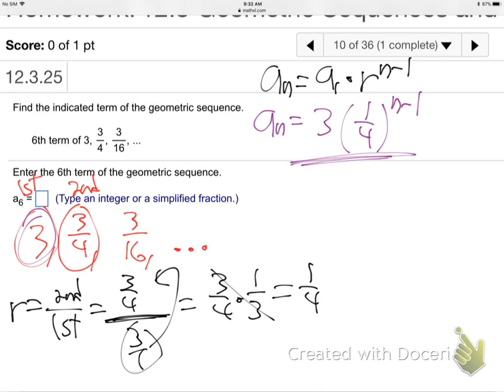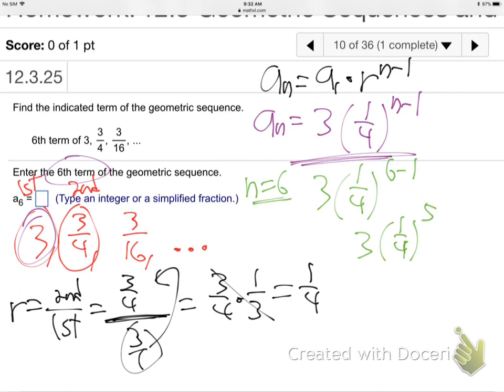And now which one are they asking for? Sixth term. So now plug in n equals 6. So we get 3 times 1/4 to the 6 minus 1, which is 3 times 1/4 to the 5. So then just use your calculator. And really what this is, 3 over 1 times 1 to the 5th over 4 to the 5th. Everybody see that? Like that. Make it a fraction. Everybody see what I did there?